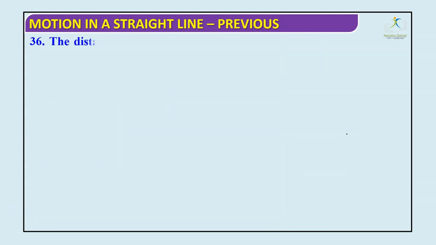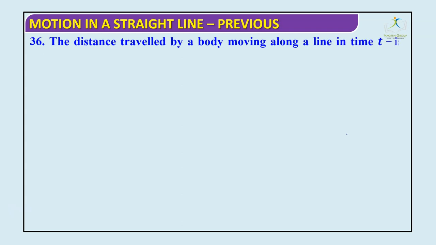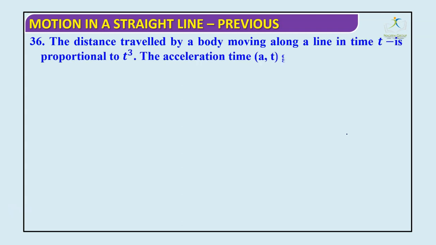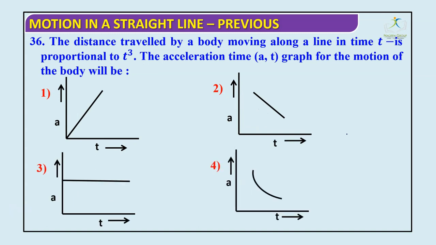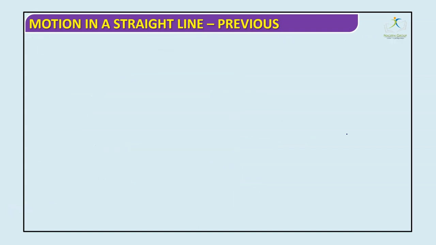Moving ahead with the next question. The distance traveled by a body moving along a straight line in time t is proportional to t cubed. The acceleration-time, that is the a-t graph for the motion of the body, will be. Here we have been given different kinds of plots. So now let's move with the solution part. We know in the question it is given x is directly proportional to t cubed.